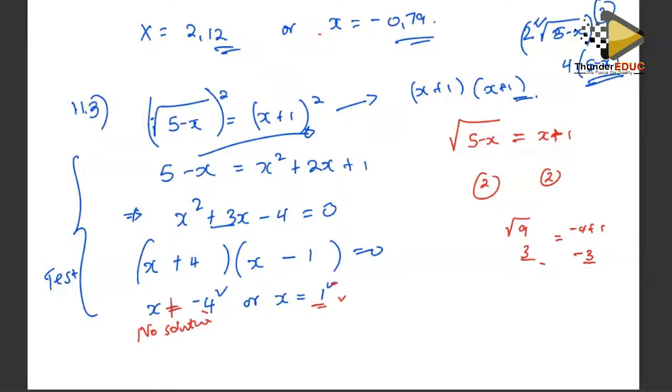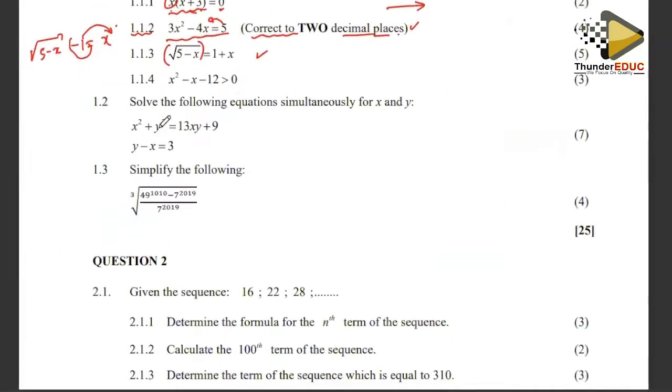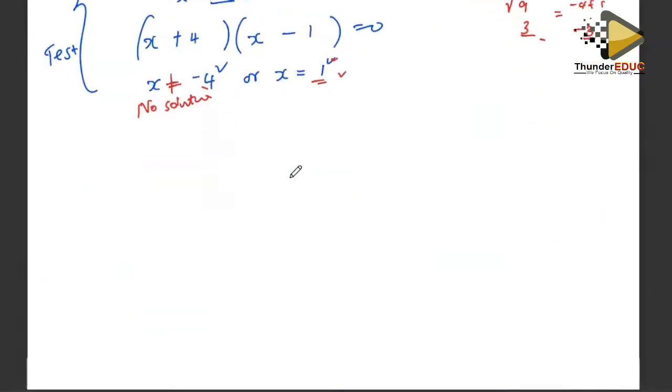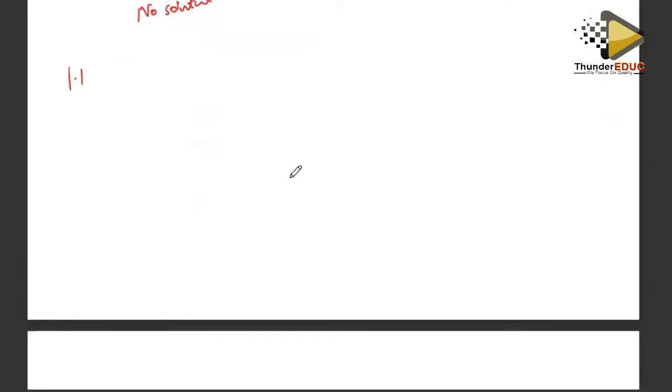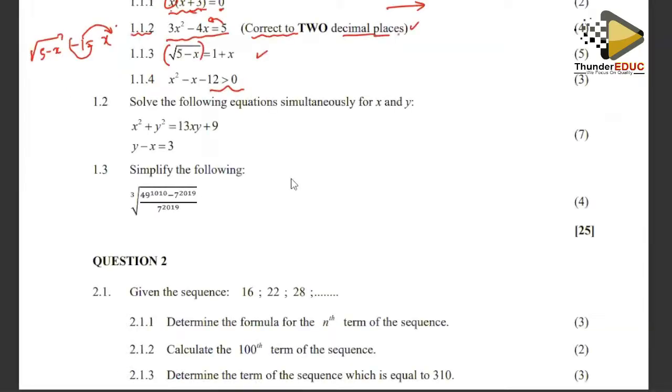Now, there are cases where both answers will be valid, okay? But it all depends on the testing. All right, then we move on to the next question, which is 1.1.4. We have the inequality. So it's x squared minus x minus 12 is greater than 0.